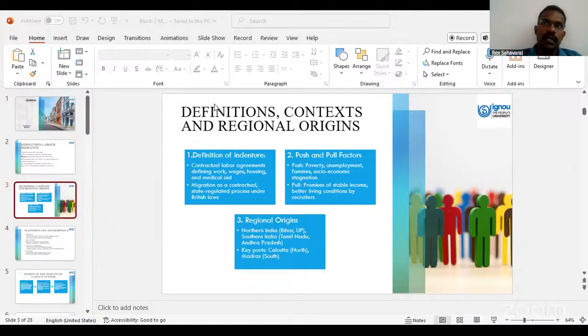During the 19th century and early 20th century, people were pushed, meaning because of various reasons, people were unwillingly going to other countries to earn something and give to their people. So the major push factor is poverty in India. Due to that poverty, people were moving towards other countries.